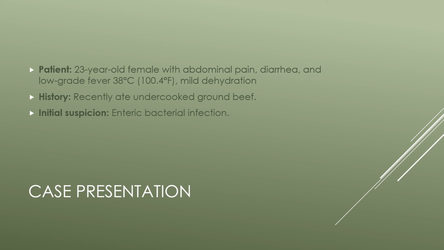So for the case presentation, the case involves a 23-year-old woman who came in with abdominal cramps, diarrhea, a mild fever of 100.4, and signs of dehydration after eating undercooked ground beef. The clinician suspected an enteric bacterial infection, most likely E. coli, due to her symptoms and her recent food exposure.